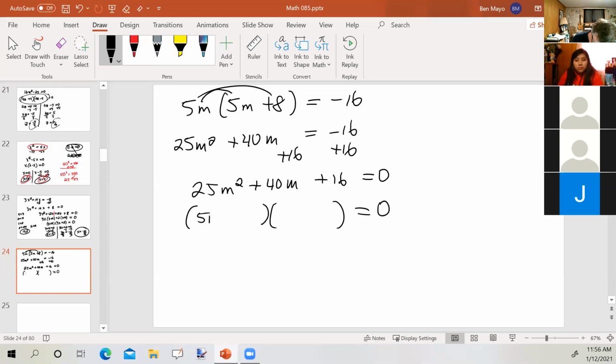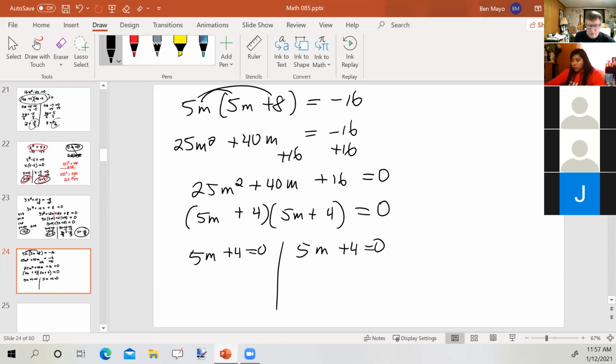We'd have 5m and 5m and 4 and 4 and plus and plus. Yep, that's going to give us plus 40m in the middle. So 5m plus 4 equals 0 and 5m plus 4 equals 0. So if 5m plus 4 equals 0, subtracting 4, we get 5m equals negative 4. Dividing by 5, we get m equals negative 4/5.